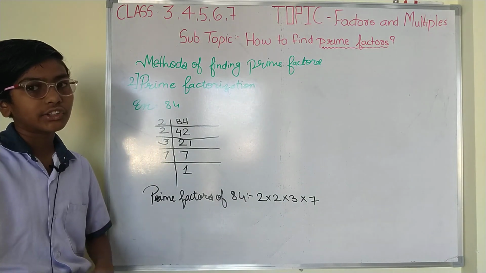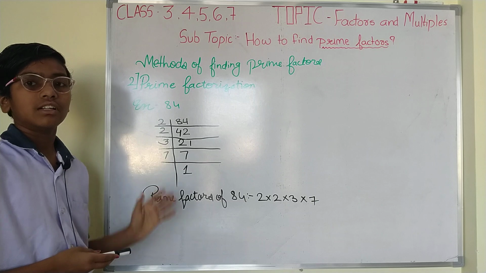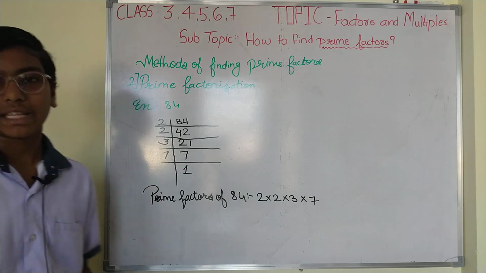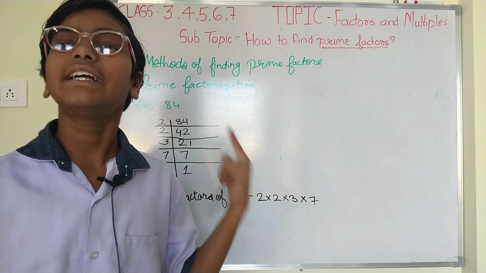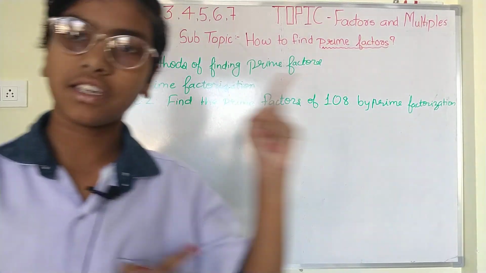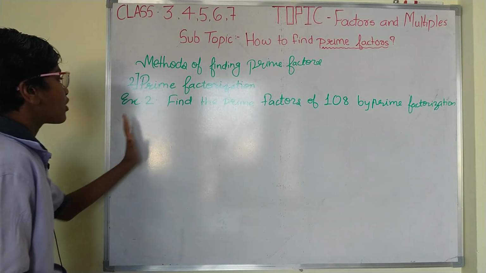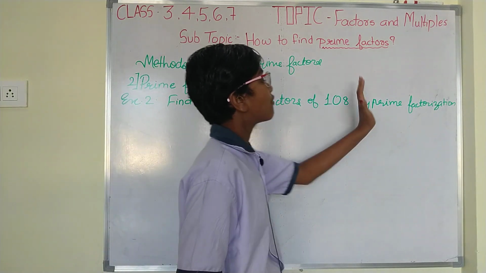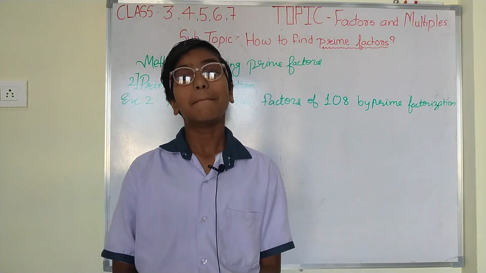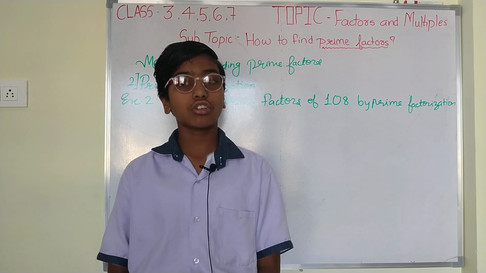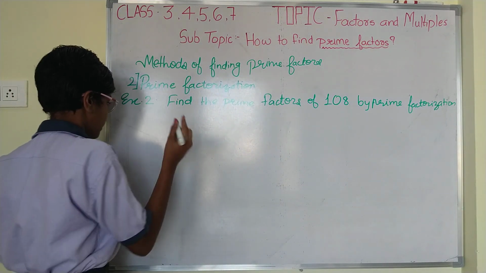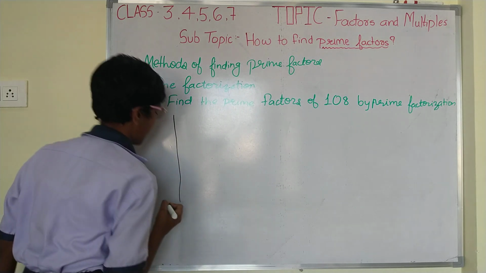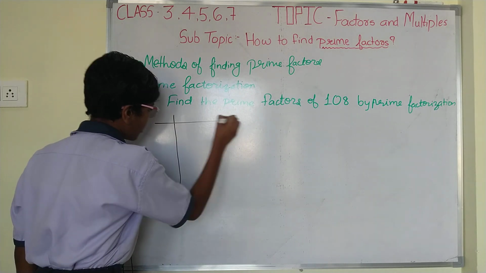Let's try another example and follow this method, which will make it more and moreover clear to you. See here. Find the prime factors of 108 by prime factorization method. 108. So I'll draw a bar.